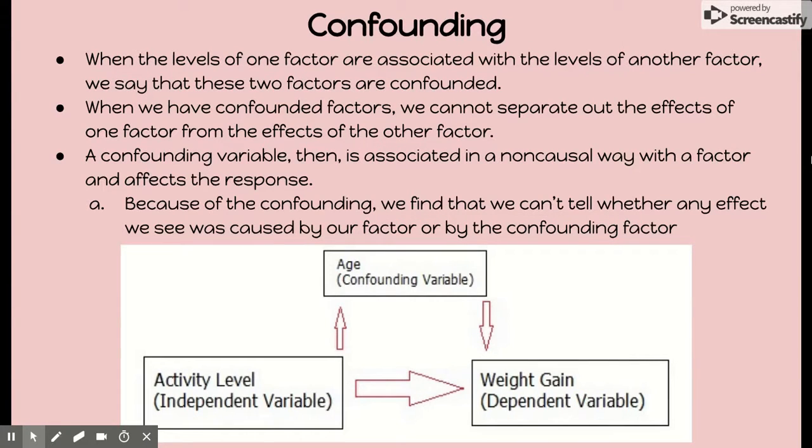Next we're going to talk about confounding variables. When the levels of one factor are associated with the levels of another factor in such a way that their effects cannot be separated, we say that these two factors are confounded. Basically, it's a variable in the experiment that could impact the experiment in a different way, but we aren't measuring it. A confounding variable is associated in a non-causal way with a factor and affects the response. Because of the confounding, we can't tell whether any effect we see was caused by our factor or by the confounding factor.